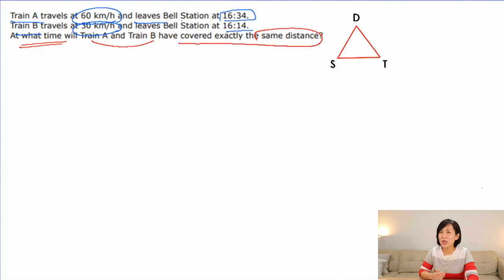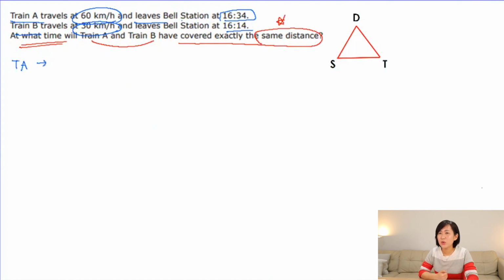So two trains, they depart at a different time and they've got a different speed. So one of the trains actually catches up. Then you need to find the time when they cover the same distance. So now let's write it down.